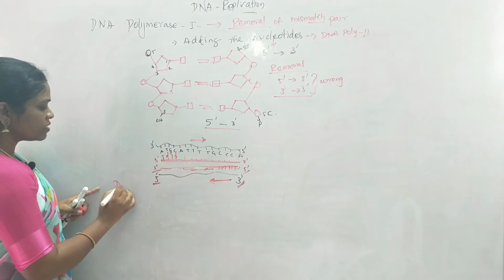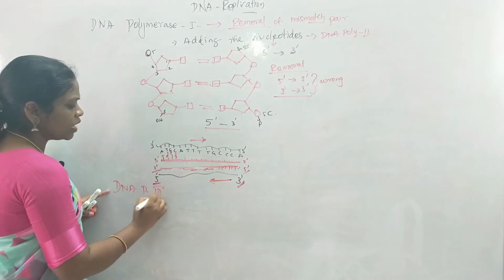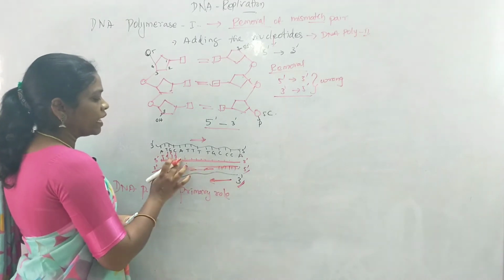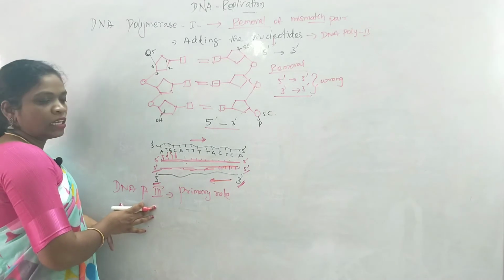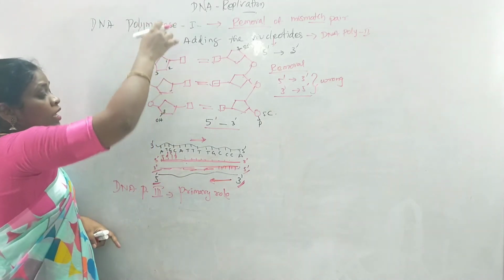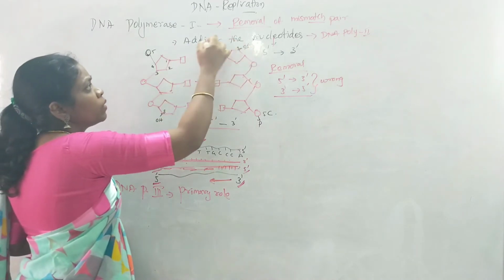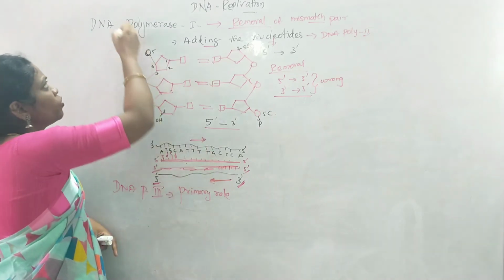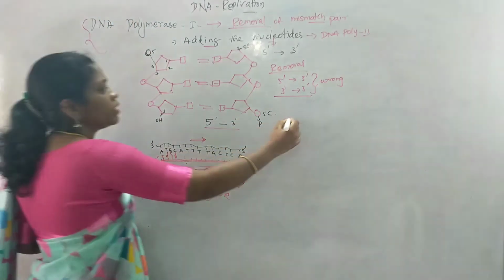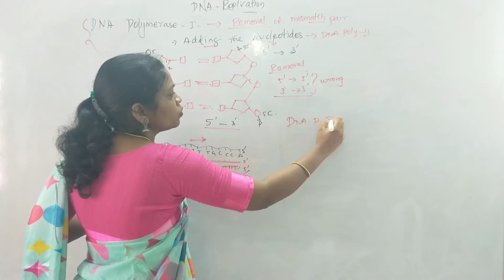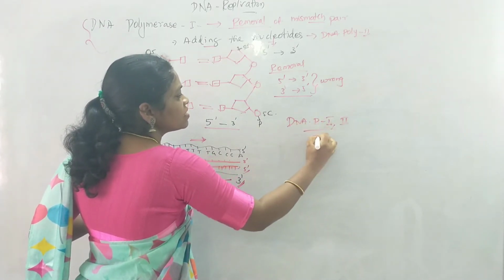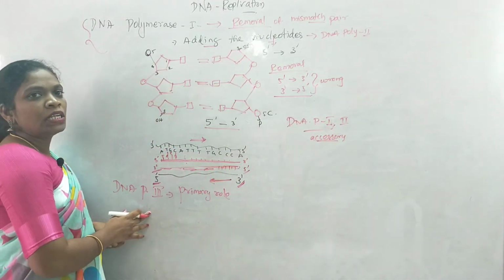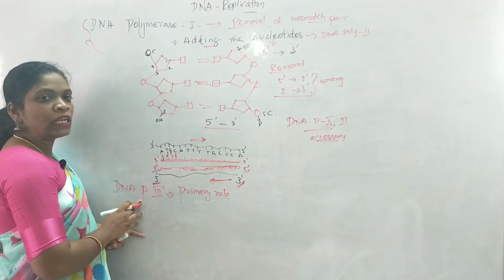The next comes the major enzyme known as DNA polymerase 3. This DNA polymerase 3 plays a primary role, that is adding the nucleotides. Even though DNA polymerase 1 and 2 can add nucleotides to the DNA strand, they are known as accessory enzymes. The major function, that is adding the nucleotides, will be completely done by DNA polymerase 3. That is the primary role of DNA polymerase 3.